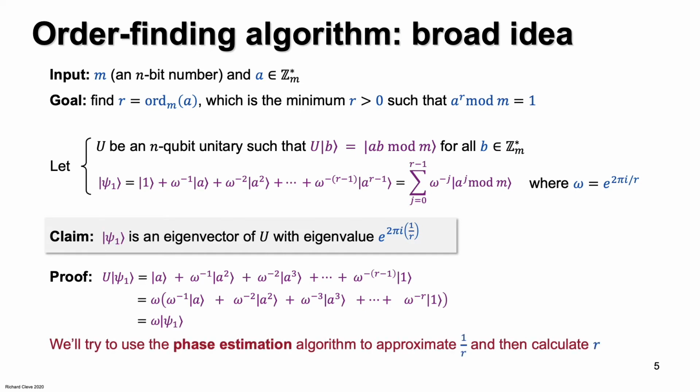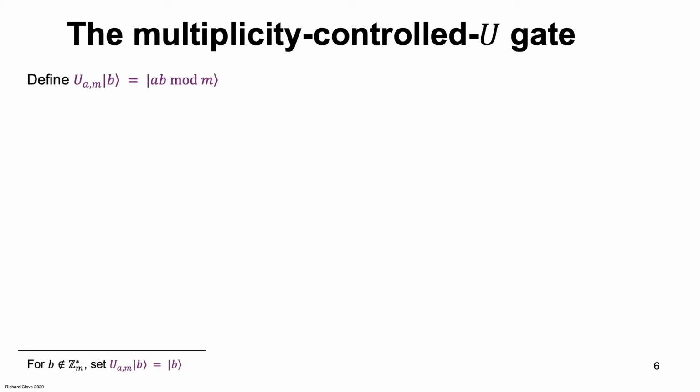The phase estimation algorithm uses a multiplicity-controlled U gate and an eigenvector of U. In order to get an efficient algorithm, we need to have a way of efficiently computing a multiplicity-controlled U gate, and we also need a way of constructing the state psi 1. Let's start with the multiplicity-controlled U gate. We subscript U by m and a to highlight the fact that the definition of U depends on what a and m are.